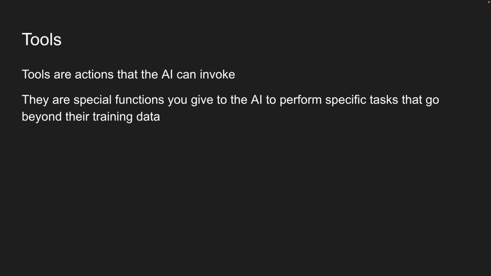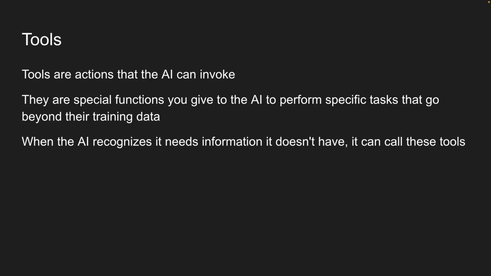This is where tools come in. Tools are actions that the AI can invoke. Technically, they are special functions you give to the AI to perform specific tasks that go beyond their training data. When the AI recognizes it needs information it doesn't have, it can call these tools.